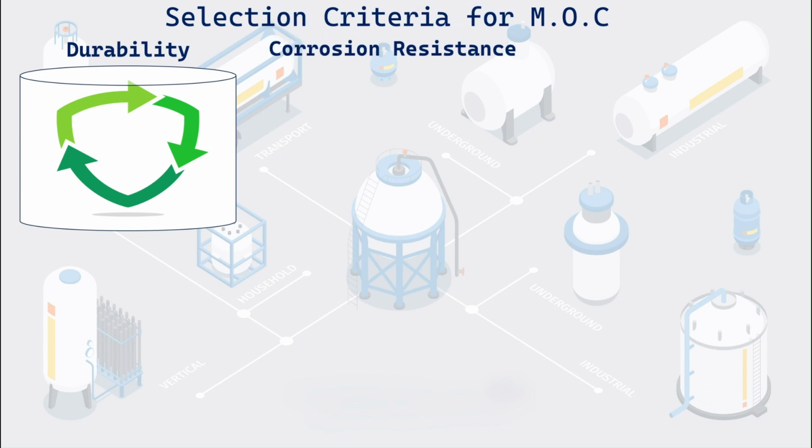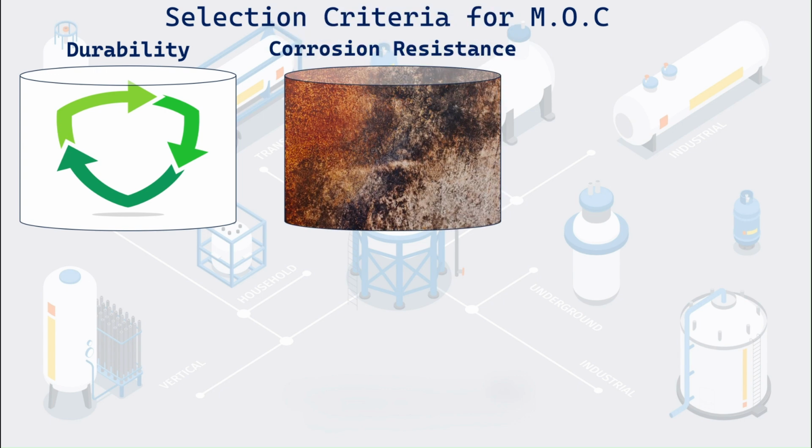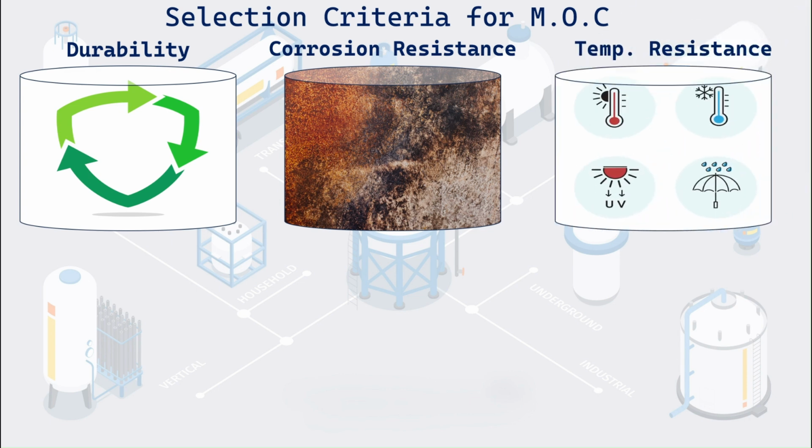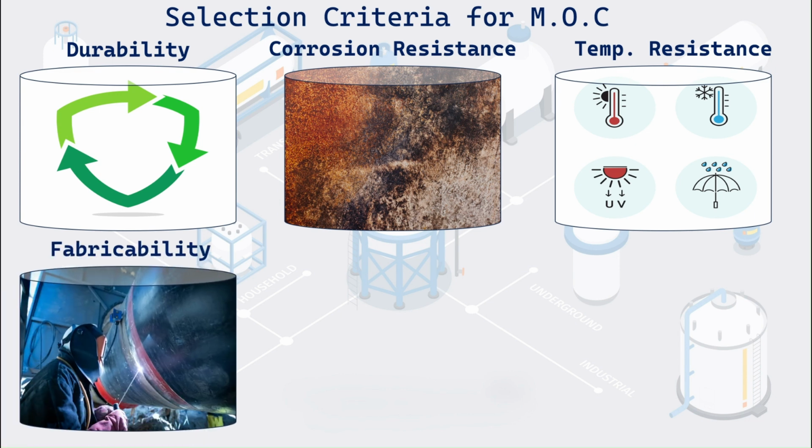Corrosion resistance. Stainless steel and certain alloys, for example, nickel and titanium, provide excellent resistance to corrosion, which is critical when handling corrosive substances or operating in harsh environments. Temperature resistance. Some materials maintain their strength and integrity at high or low temperatures, which is essential for vessels exposed to extreme process conditions. Fabricability. The ease of manufacturing, welding, and forming varies by material, influencing cost and the complexity of vessel construction.